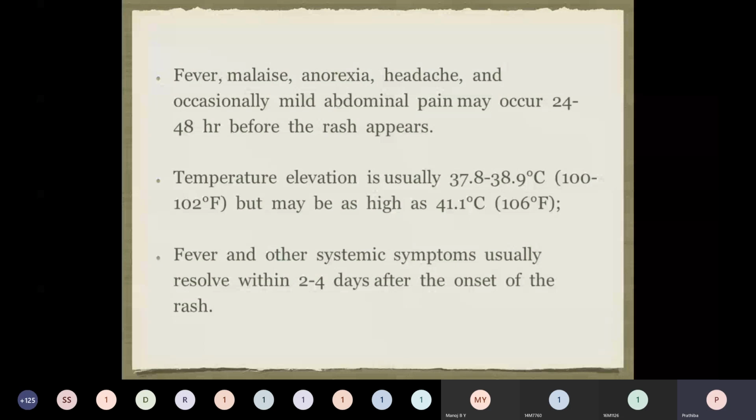Fever, malaise, anorexia, headache, and occasionally mild abdominal pain may occur 1 to 2 days before the appearance of rashes. Temperature can be 100 to 102 degrees Fahrenheit. It can go as high as 106 degrees Fahrenheit. Fever and other systemic symptoms usually resolve 2 to 4 days after the onset of rash.